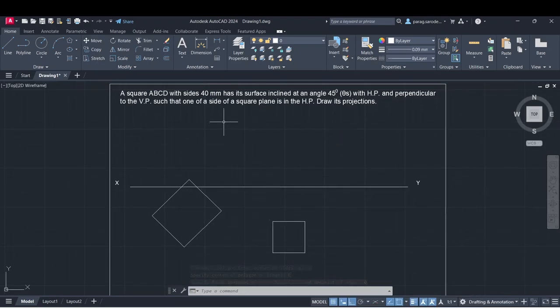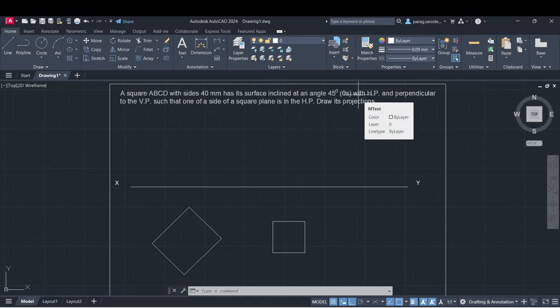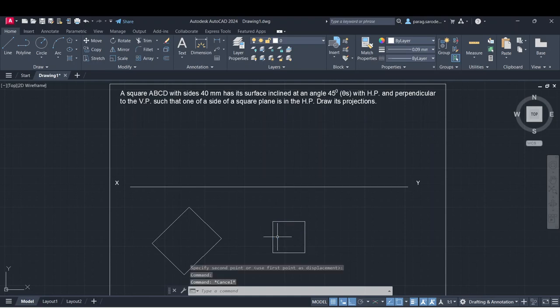Now we need to decide which one is correct. Whether this is the correct orientation for us, moving it into one particular quadrant, or this is the correct orientation. Now, what is mentioned? It is inclined at 45 degrees to the HP. So, whenever the plane is inclined to one particular plane, draw the true shape of the object in that particular plane. What does it mean? We should draw the true shape of the square in the horizontal plane itself. Once we have decided that, how should it be oriented? It is mentioned that one of the sides of the square plane is in the HP, so this one edge of the square will remain in the horizontal plane even if we incline this plane. That's why this is to be drawn like this.